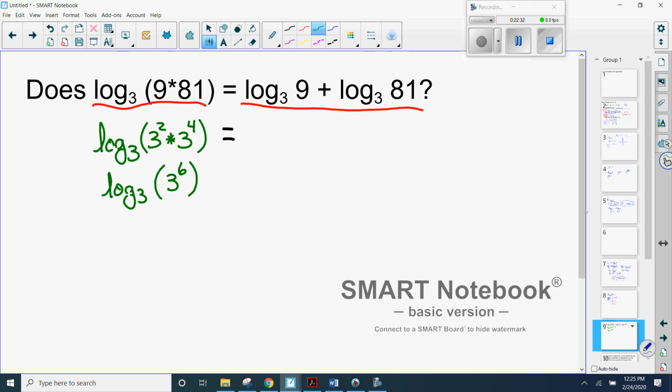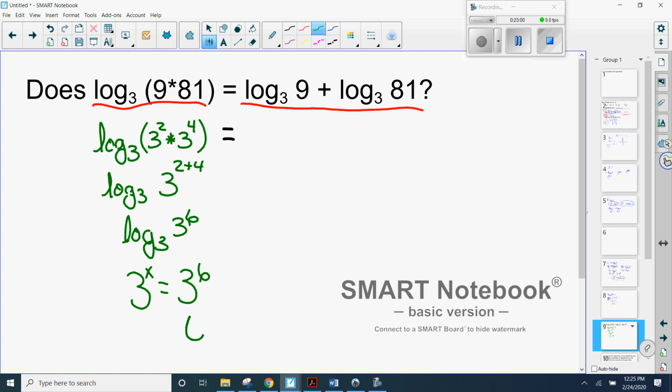I could change that. I could say, well, let's change that and say that that's the same thing as 3 to the 2 plus 4 power. You add those exponents. So log base 3 of 3 to the 6. Now, what is this asking for? It's a logarithm format, so what are you looking for? Exponent. So it's saying 3 to what power equals 3 to the 6th? And the answer is just 6. So the left-hand side of the equation simplifies to 6.